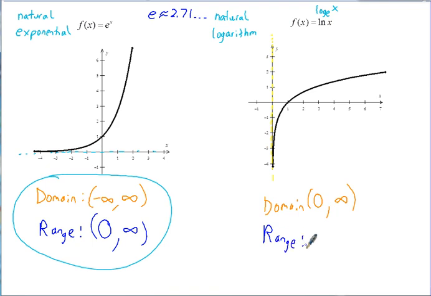The range, well, heads down to negative infinity, right there, and follow it up, and it keeps going up forever, so to positive infinity.